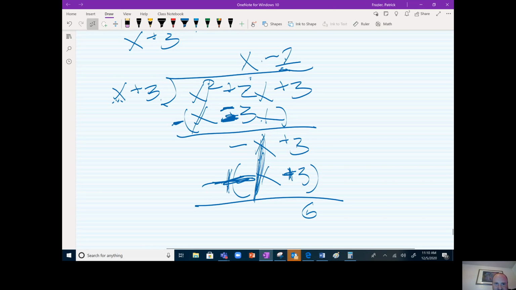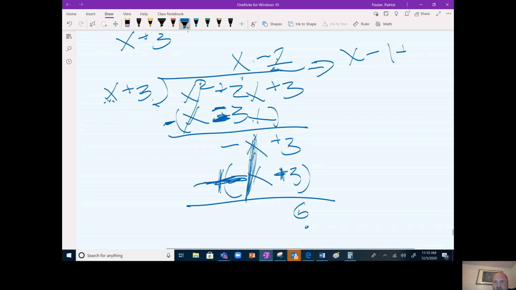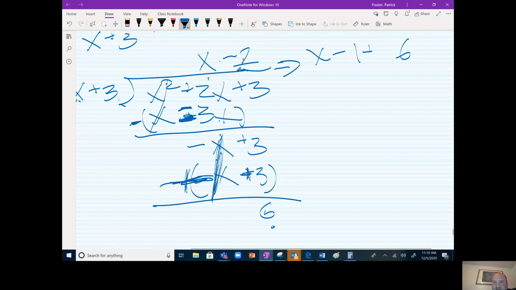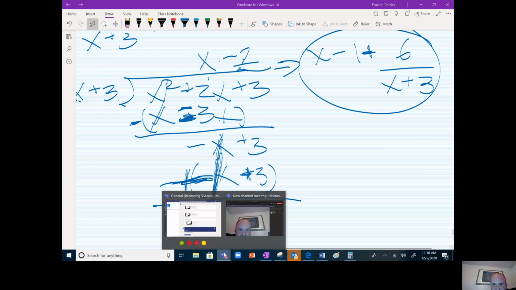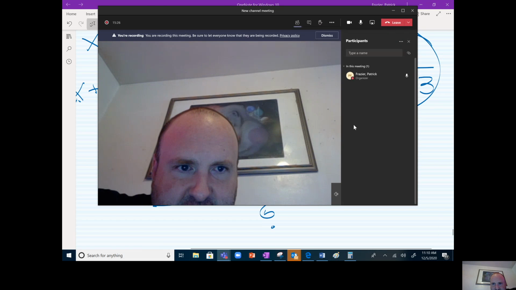Well, also more to the point, is there anything we can multiply x by to get 6? No. So we have what's called a remainder. So this whole thing equals x minus 1 plus 6 over, so 6 divided by the original denominator of x plus 3. And that is the full answer, all 4 properties, and that is a wrap.